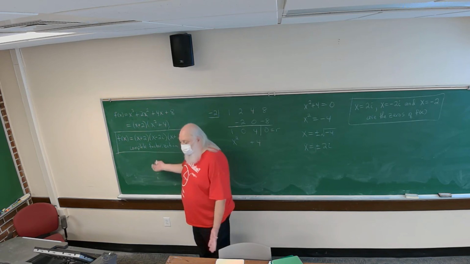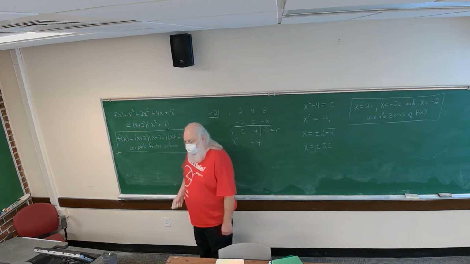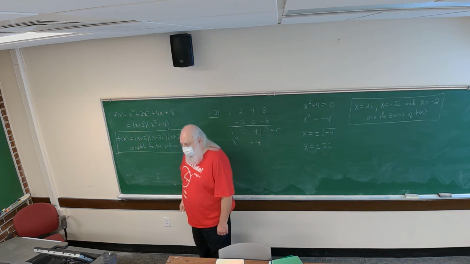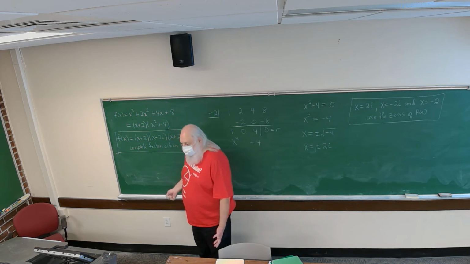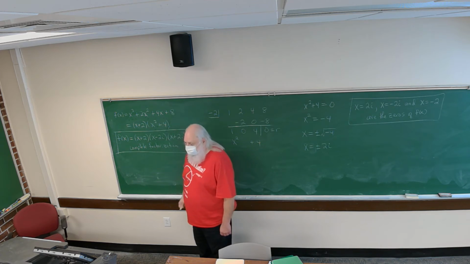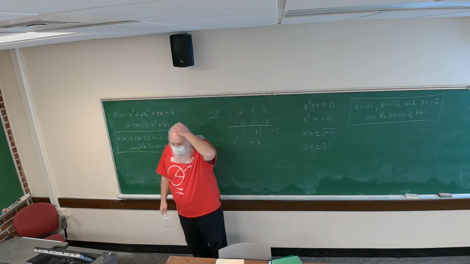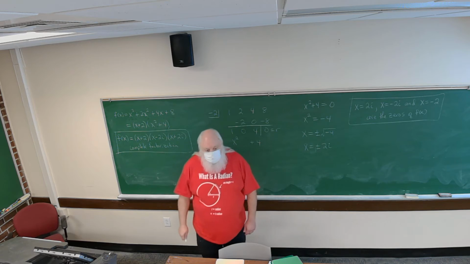And why is it 1 or 3 and not 2? Because complex zeros come in pairs. So if there's one complex number that's a 0 of this polynomial, then there's a second one. So that's why it was 1 or 3.